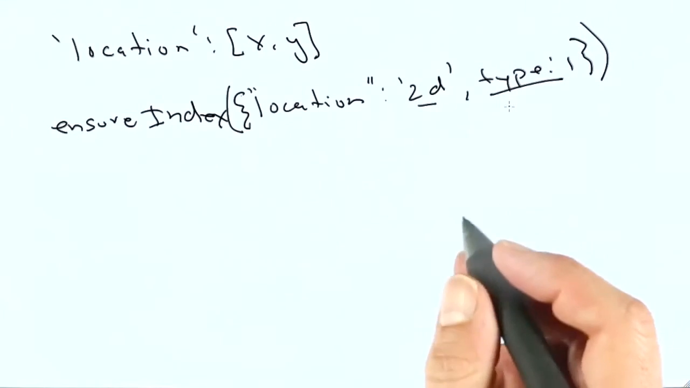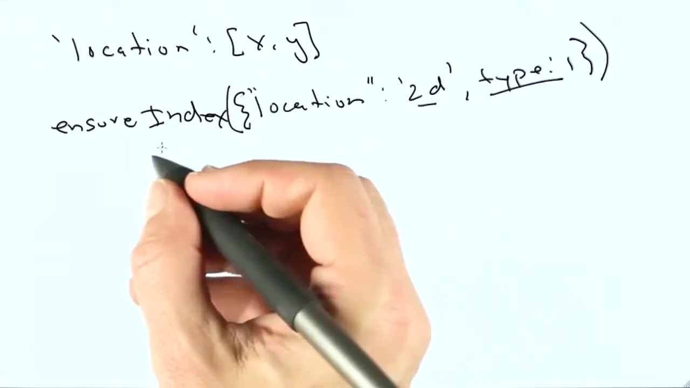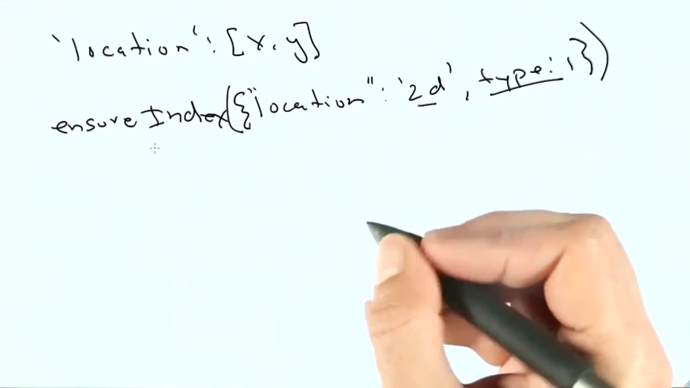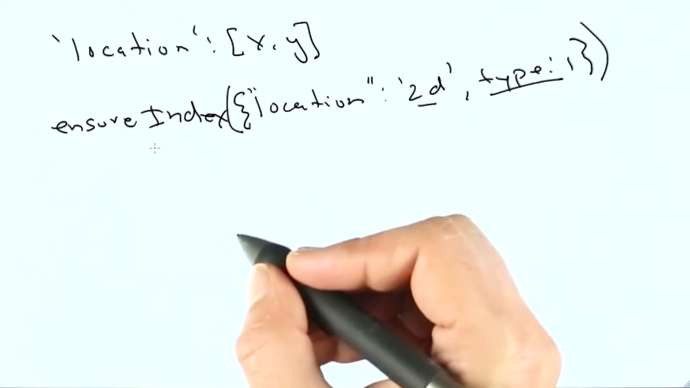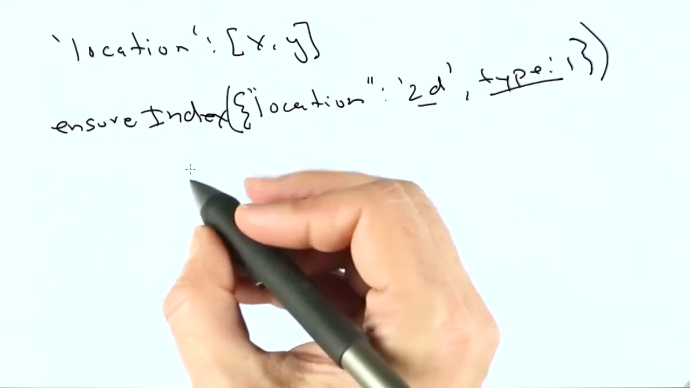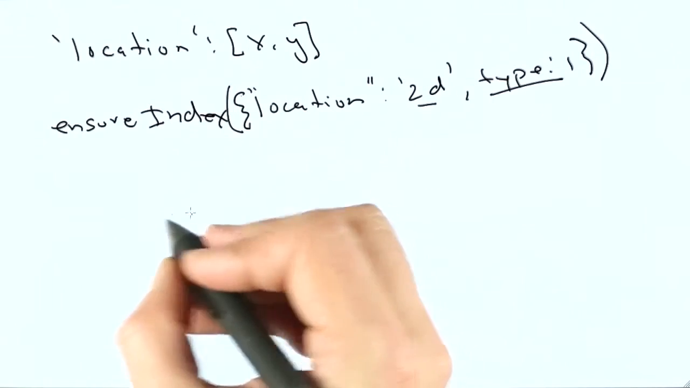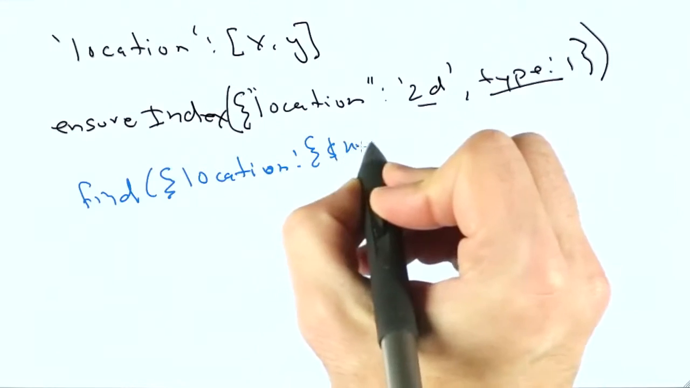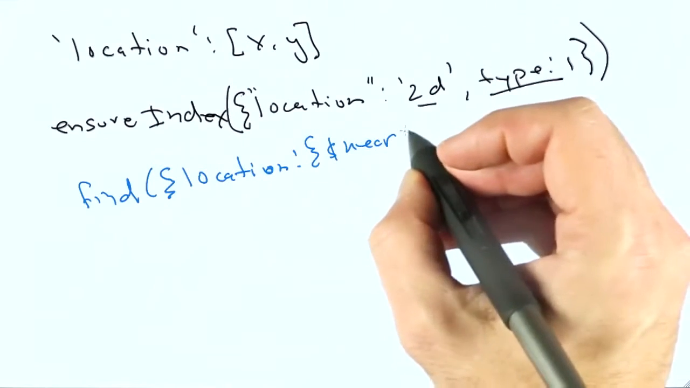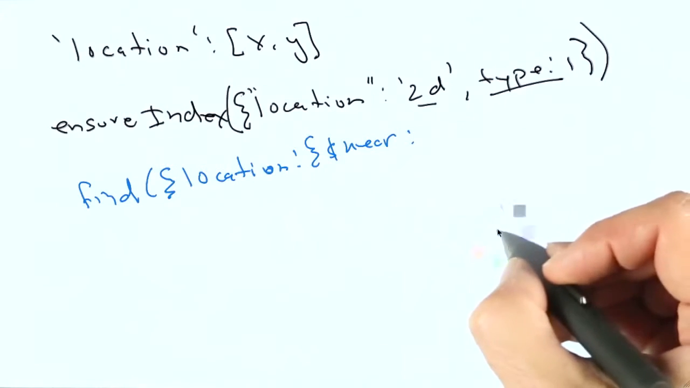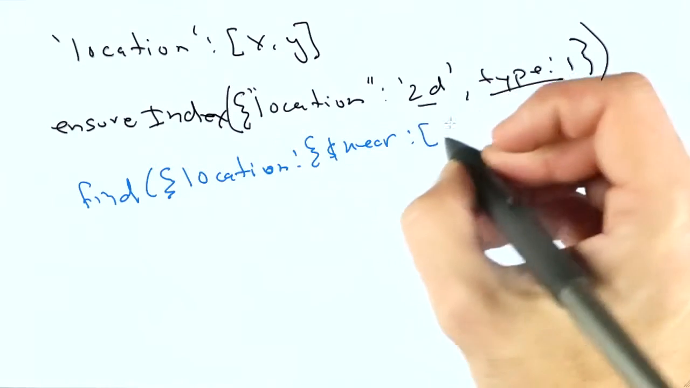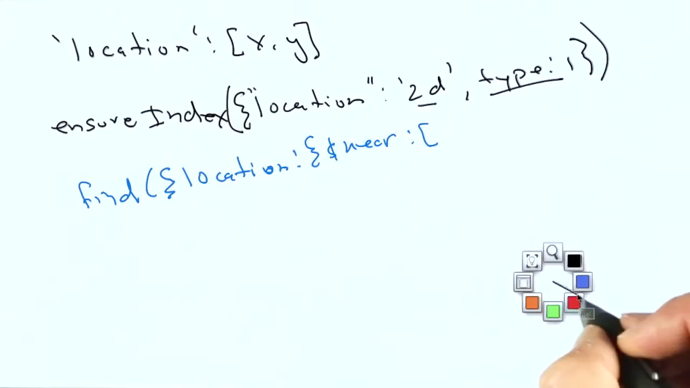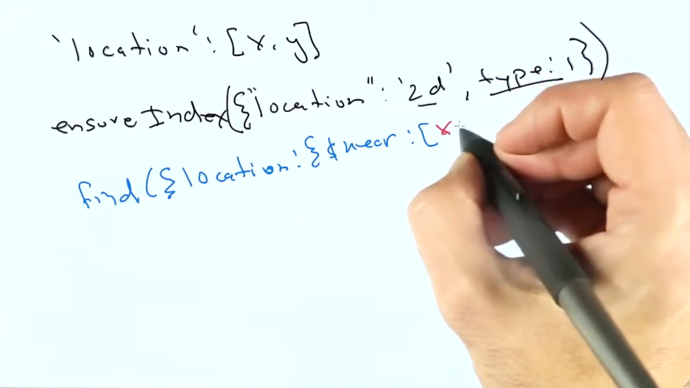Now the last part of this is that you're going to need some sort of query operator to work on this. There are a few different query operators, but I'm just going to tell you about one of them right now, which is the $near operator. And so the way you would do a find on this, you'd say, okay, find all the locations that are $near, colon, and then this would be the XY coordinates of where that person was standing.